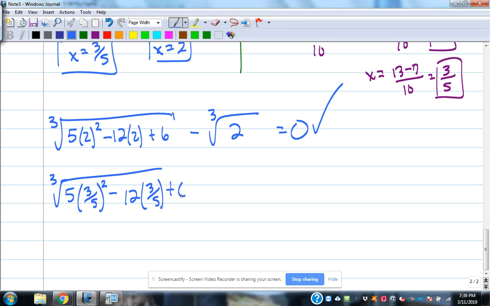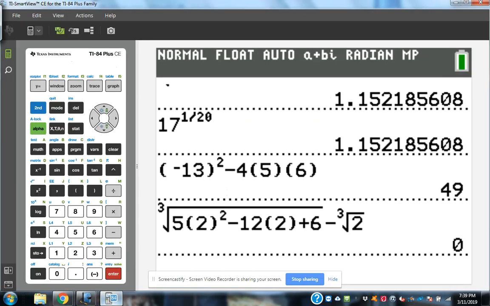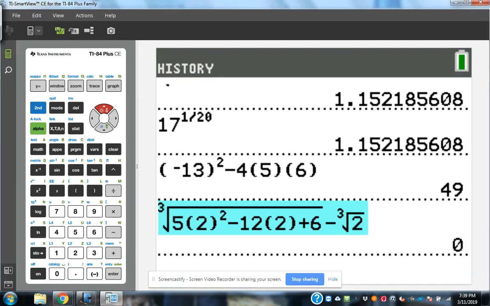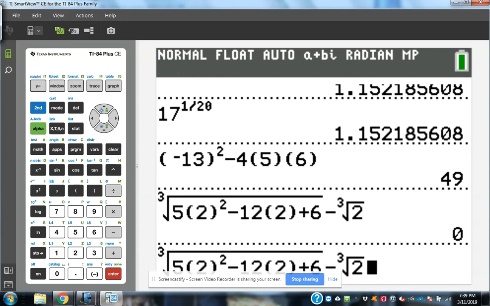Talk about nasty to work out without a calculator. And we want to see, does that equal 0? So the nice thing about the graphing calculator is you've already got a lot of that typed in. So I'm going to hit enter. And instead of a 2 there, I'm going to put 3 over 5.